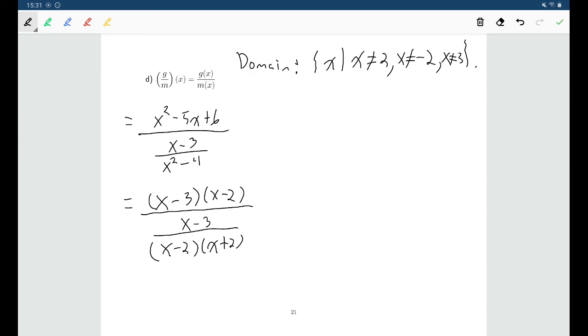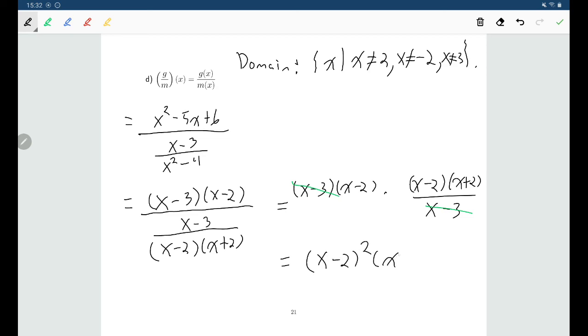Okay, so last thing to do, we're going to actually simplify this now. We have g divided by m. We're dividing by this fraction. That's the same thing as taking g of x and multiplying it by the fraction that's been flipped. So x minus 2, x plus 2 over x minus 3. And some things cancel. The x minus 3's cancel. And we're left with x minus 2 times x minus 2 times x plus 2, or in other words, x minus 2 squared times x plus 2.